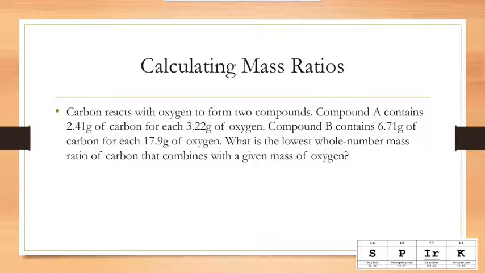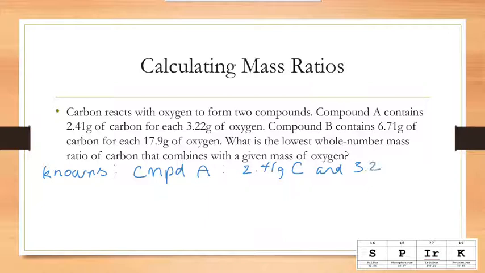So the first thing we want to do here is list our unknowns and our knowns. So we're going to list our knowns. And our knowns, we know that compound A, I'm going to abbreviate that to CMPD-A, has 2.41 grams of carbon and 3.22 grams of oxygen. Whereas compound B has 6.71 grams of carbon and 17.9 grams of oxygen.